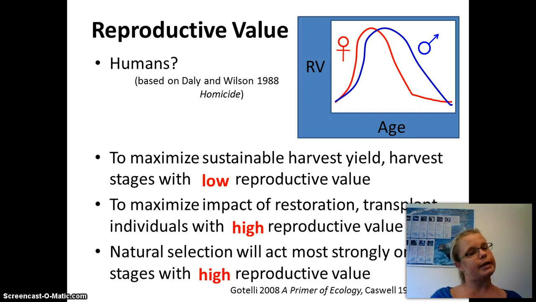We talked about what reproductive value looks like for humans, and whether sustainable harvest and restoration should focus on stages with higher or lower reproductive value. And finally, natural selection will act most strongly on the stages that contribute most to the population growth and therefore to fitness. So natural selection will also act most strongly on stages with high reproductive value.